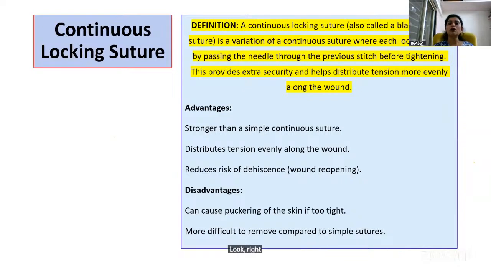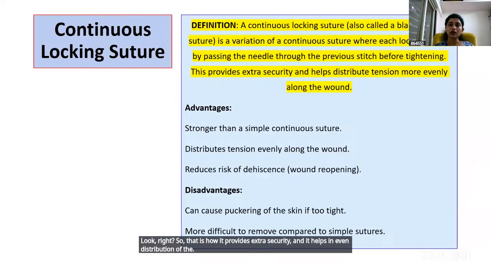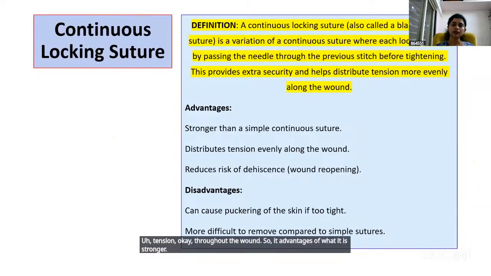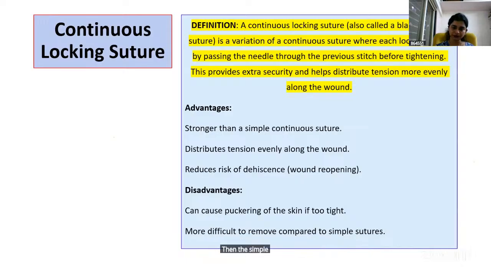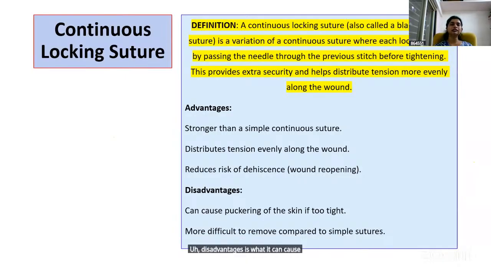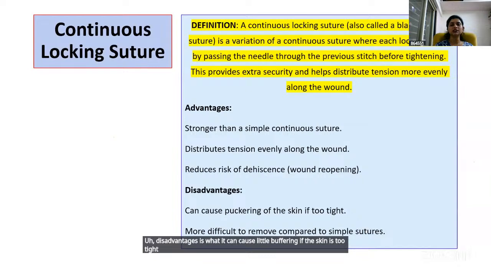So that is how it provides extra security, and it helps in even distribution of the tension, okay, throughout the wound. So its advantages: it is stronger than the simple continuous suture. The tension is very evenly distributed. The risk of dehiscence is less as compared to simple continuous suture. Okay? Disadvantages: it can cause little puckering if the skin is too tight. Little puckering chances are more.